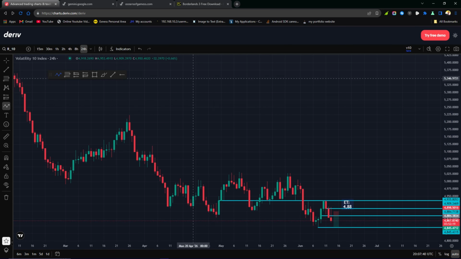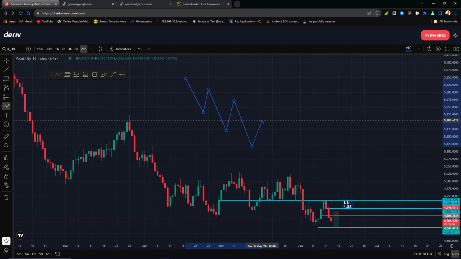So in as much as the market is selling, there will still be scenarios where it buys, just temporary buys, and then it resumes selling. If you see something like this, this is how the market operates. This is how the market moves. It moves in waves.